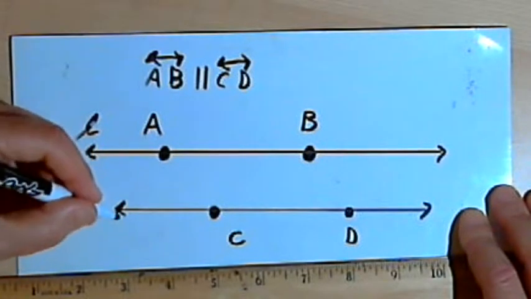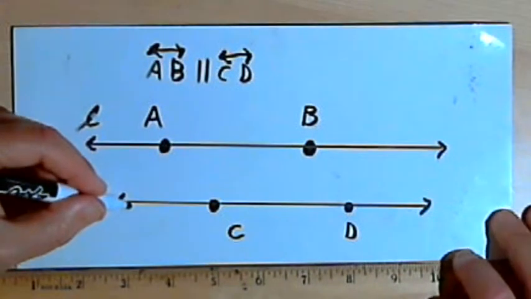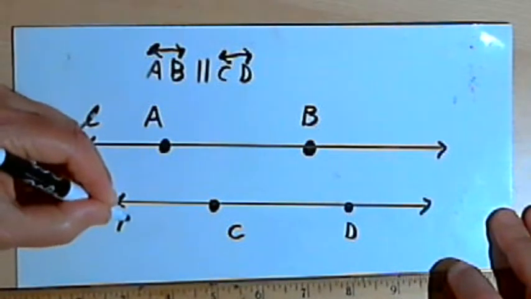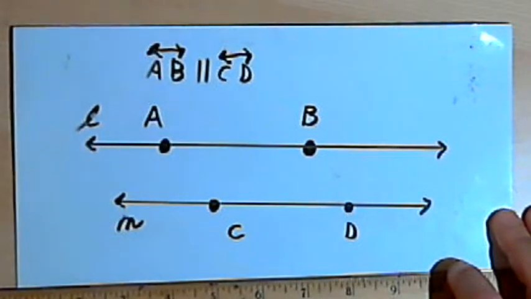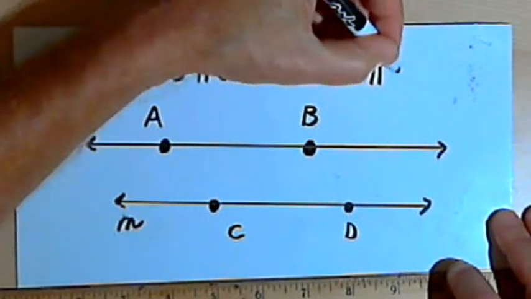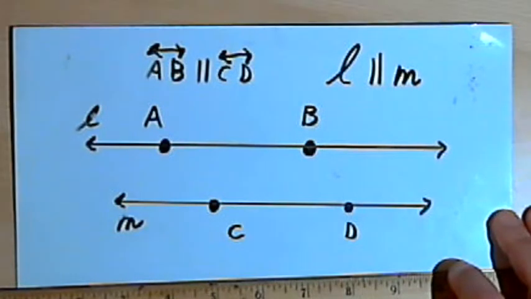My other option would be to give a single letter name to this line CD. I could use a lowercase script letter like an M, and now I could say line L is parallel to line M.